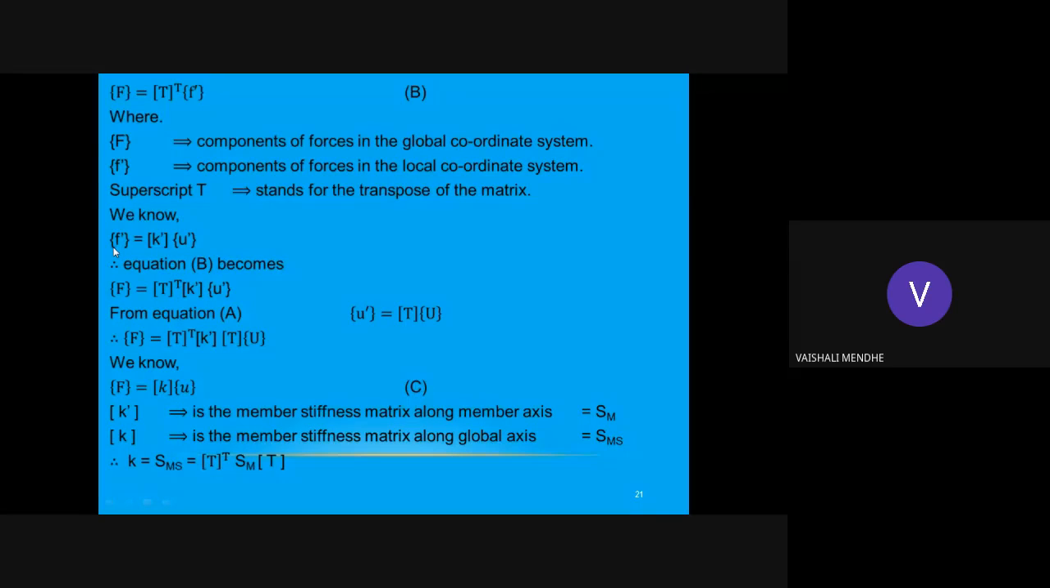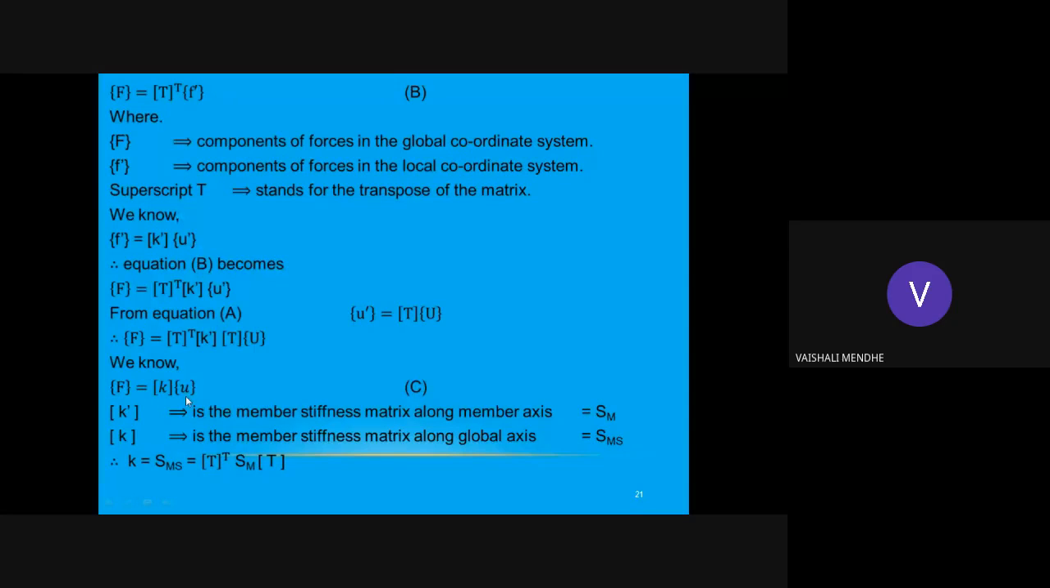F dash, which is denoted, is force in the local direction. Capital F, which is denoted, is force in the global direction. Only this u, either you can put it here, I have put u dash, or you can use capital U also. So f is equal to k delta, nothing but this. Only this dash I have used for local and here I have used capital for the global.